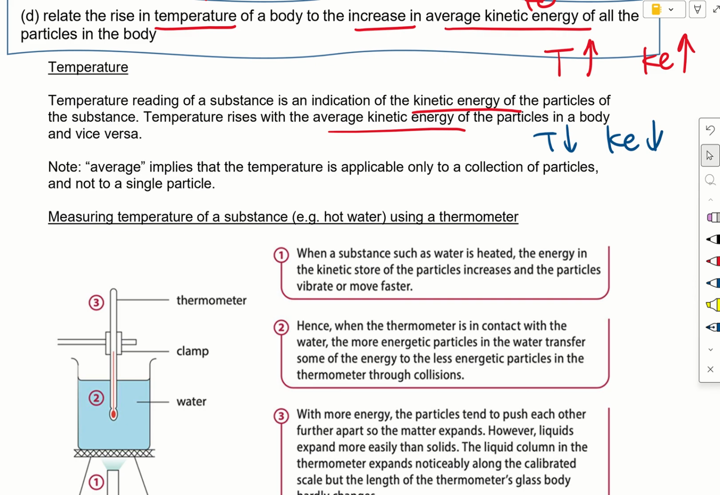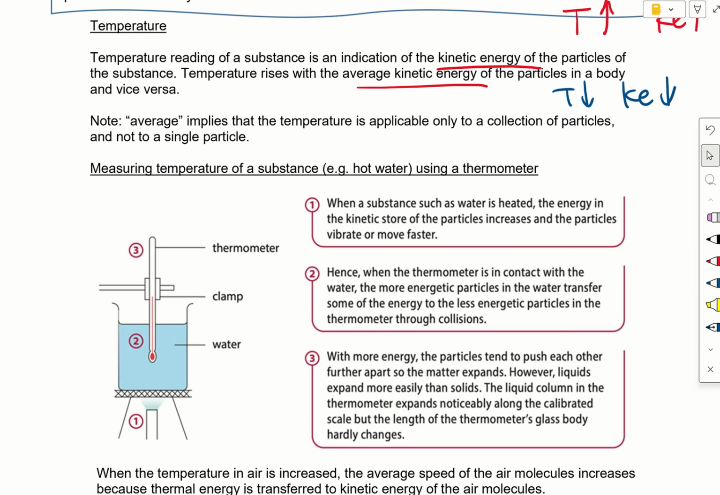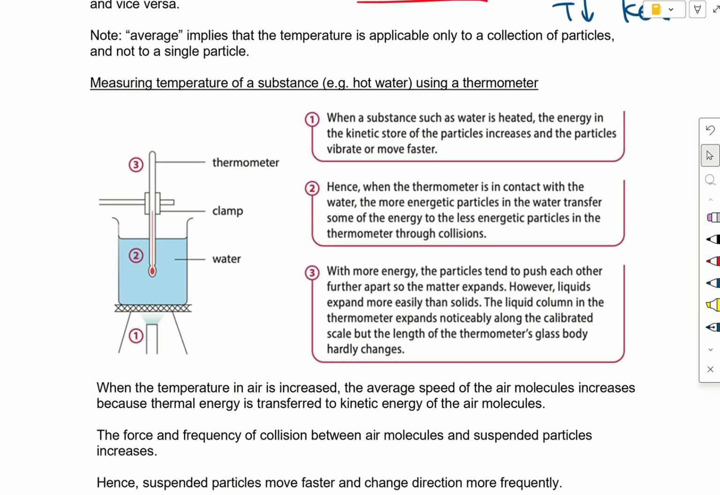Now take note that the average implies that the temperature is applicable only to a collection of particles and not to a single particle. So we take the KE of all the particles, we sum it up, and then we take an average, and that will be the temperature. Okay, so measuring temperature of a substance, example of hot water using a thermometer.